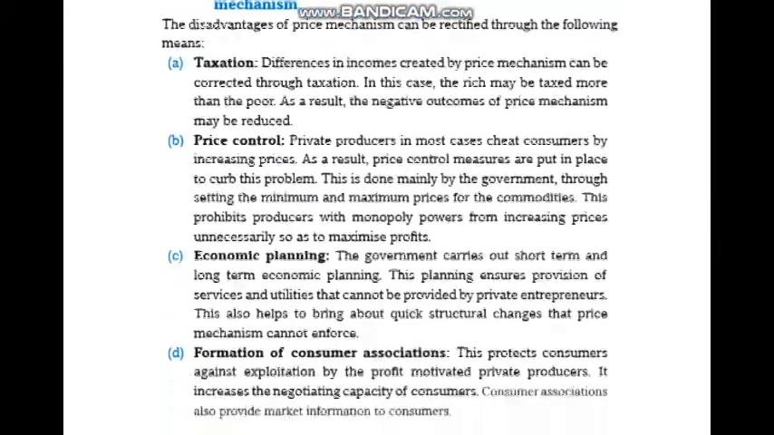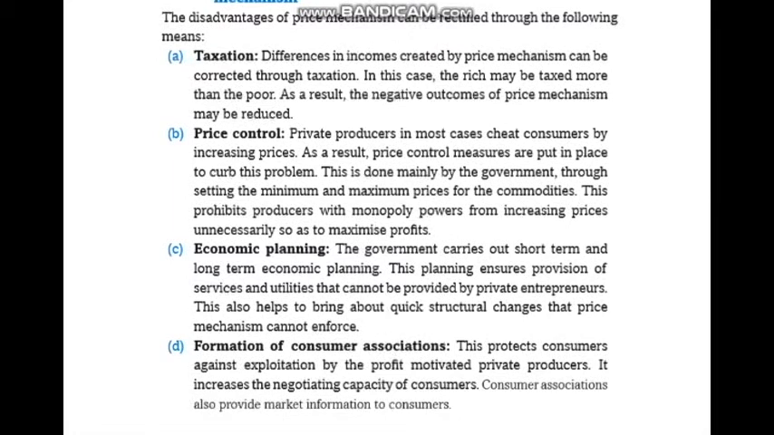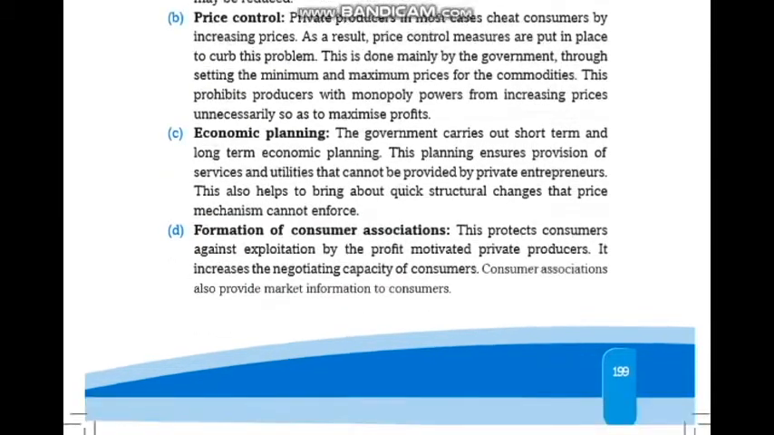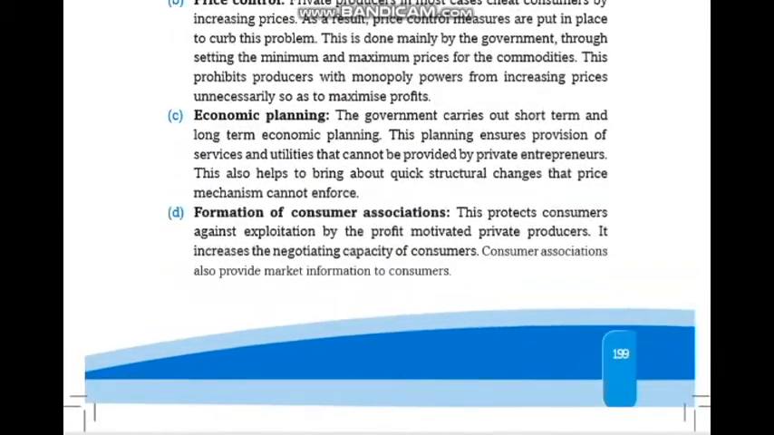To solve the problems caused by the price mechanism, the government introduces taxation. Taxation: differences in the incomes created by the price mechanism can be corrected through taxation. Price control: private producers in most cases cheat consumers by increasing prices. Economic planning: the government carries out short-term and long-term economic planning.